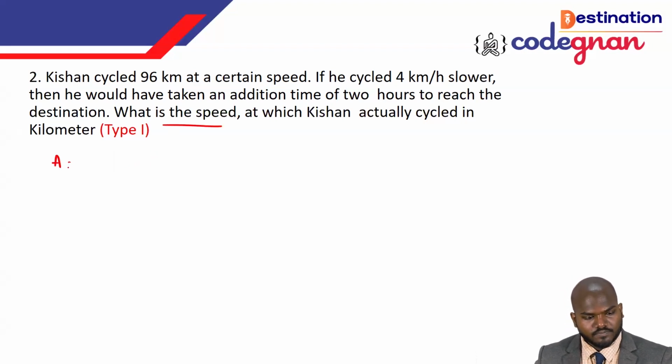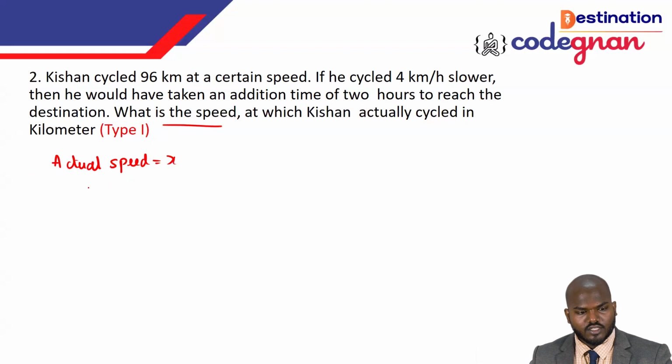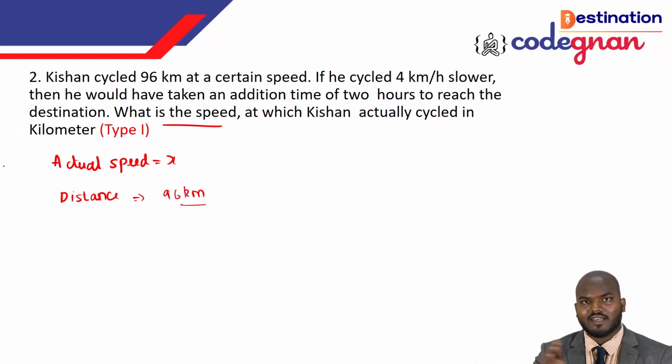So I'm calling the actual speed x directly, since I don't know it. The distance is 96 kilometers. The speed at which he actually needs to travel is x, but the fellow is traveling less, I mean 4 kilometer per hour slower.